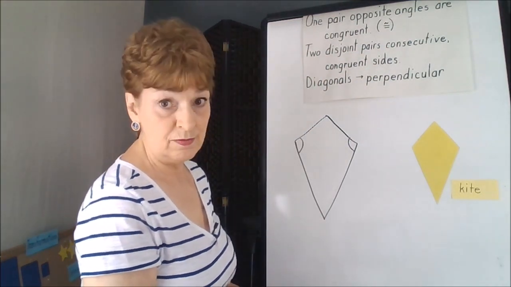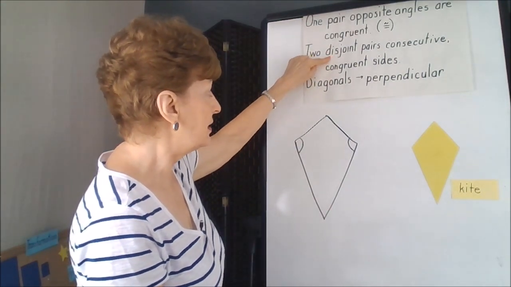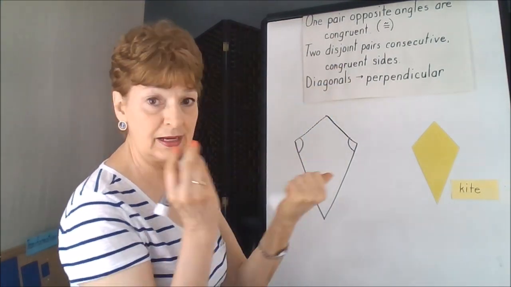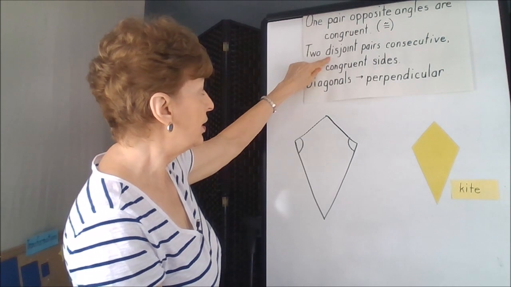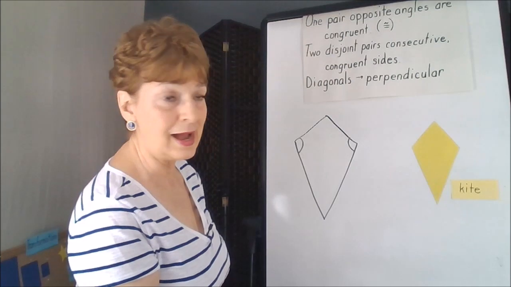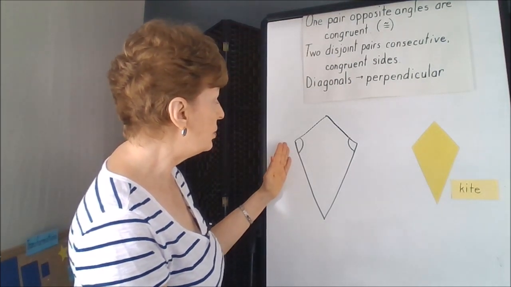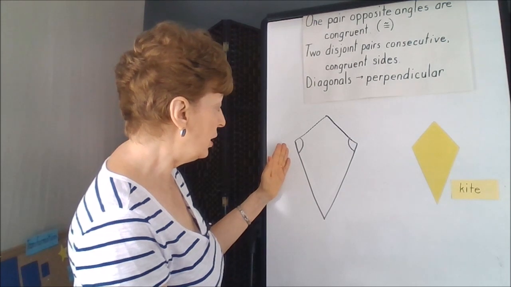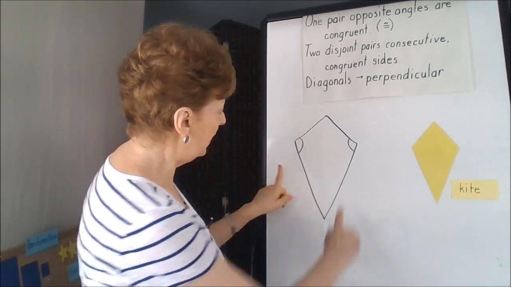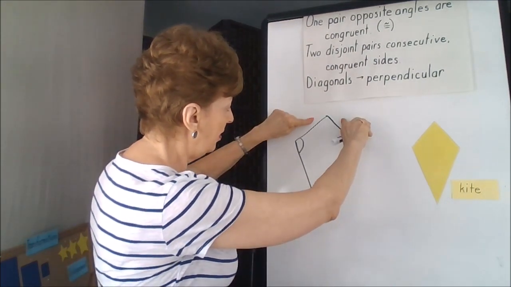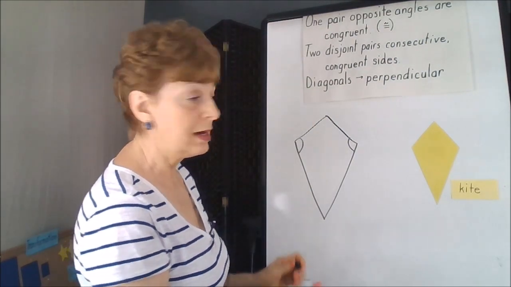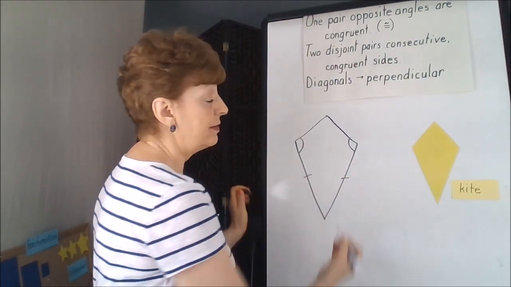Disjoint, you may realize that you've got a prefix here, dis meaning not, joint meaning together. The root word joint is together. So you have two not-together pairs of consecutive congruent sides. All right, so we have two sides that you can't use any of the elements in one for the other. So here's a pair and here's a pair, but this one could not be used here because it's a disjoint pair. Once you've claimed it as a pair, that's it.